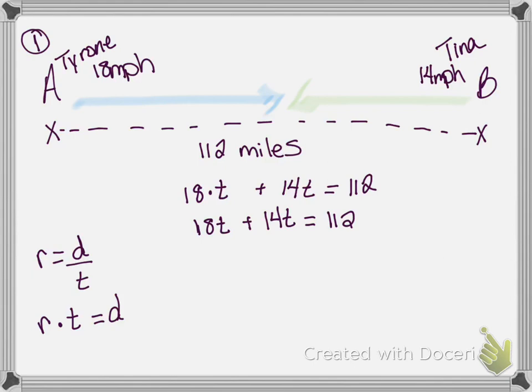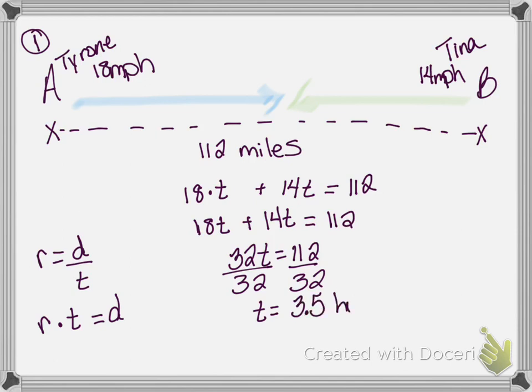Now we only have one unknown, which is our t, and so we are going to add these two together. We get 32t equals 112. We divide both sides by 32. And when we divide both sides by 32, we end up with 3.5. So they have traveled 3.5 hours until they meet up.